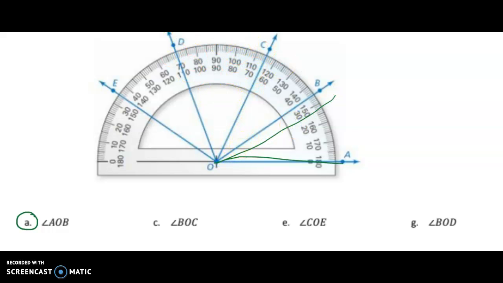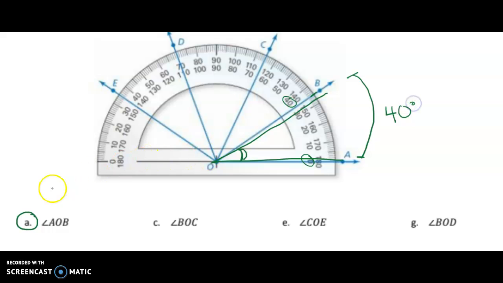That was not a very good trace, I'm sorry. Let me try that again. This tablet's hard to work with, guys. All right, let me try one more time. Angle A to O to B, that's better. So I'm looking at this angle right here, the angle between these 2 markings. It doesn't matter if you use the big or the little letter. I'm going to use the little letter, is 40, and this one is 0. So from 0 to 40, that's 40 degrees.